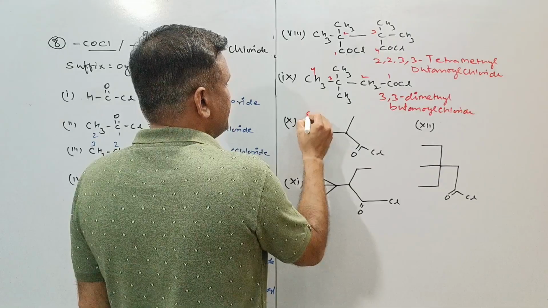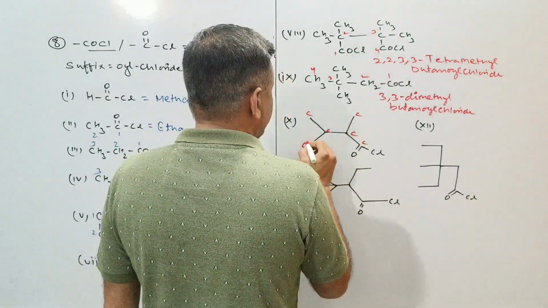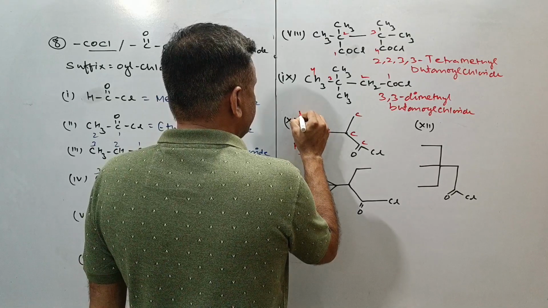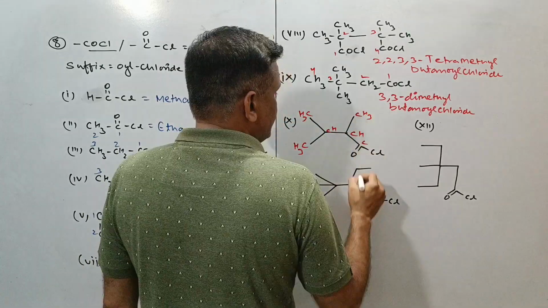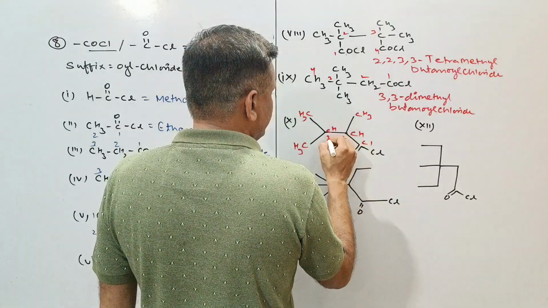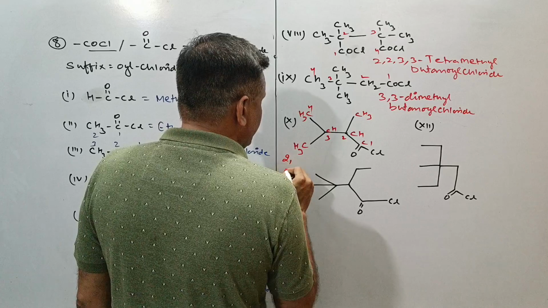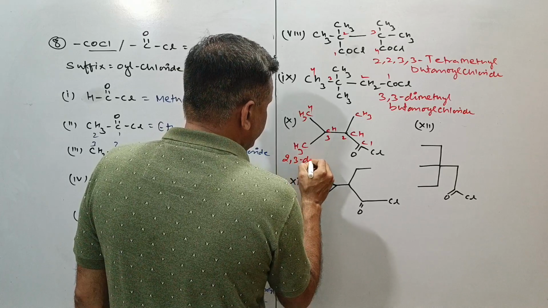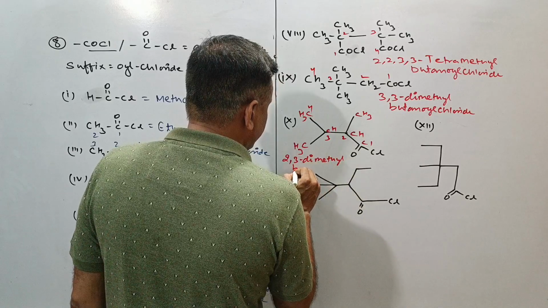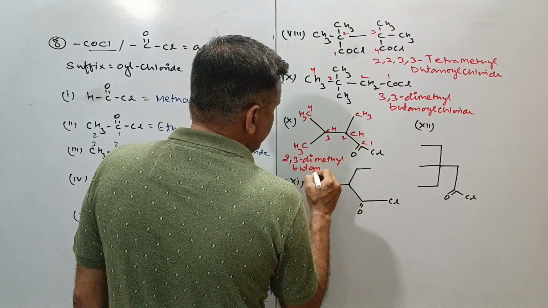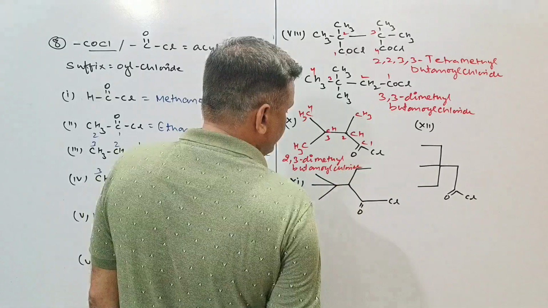Now here this will be C. This is the CH3, H, CH3. This is 1, 2, 3, 4. At number 2 position there is methyl, so 2-methyl, and 3-methyl, so it will be 2,3-dimethyl. There are 4 carbon atoms, so butanoyl chloride is the name of the compound.